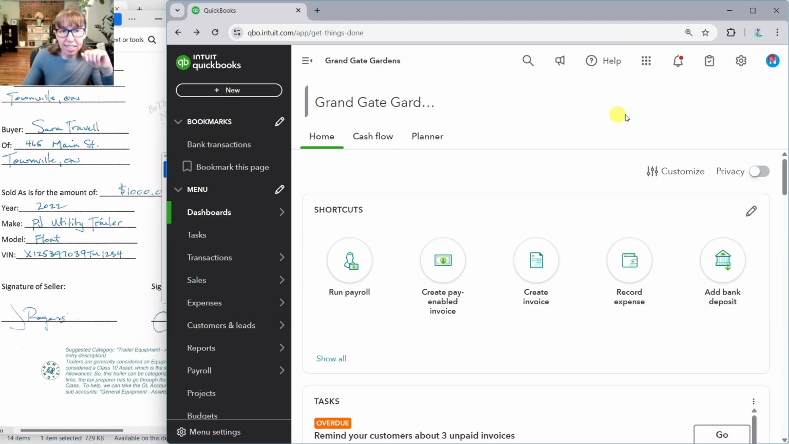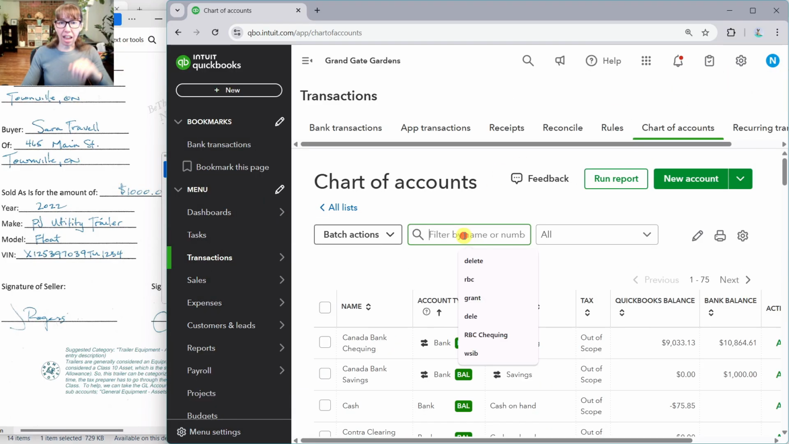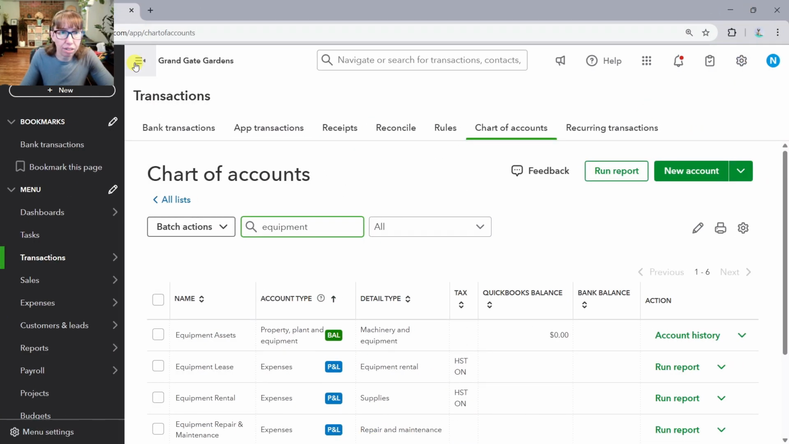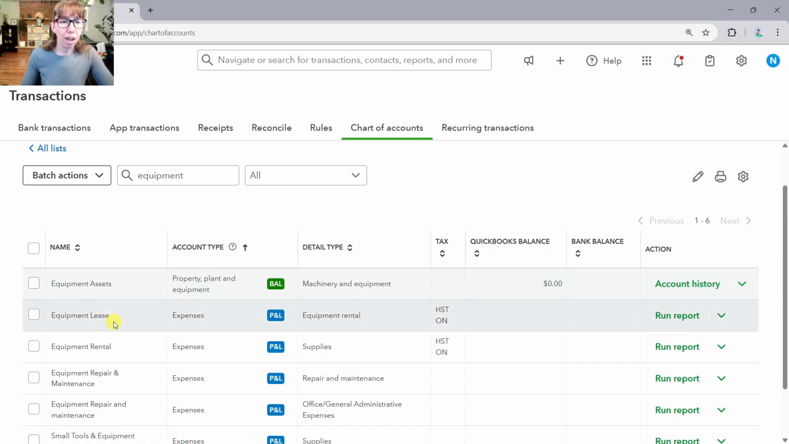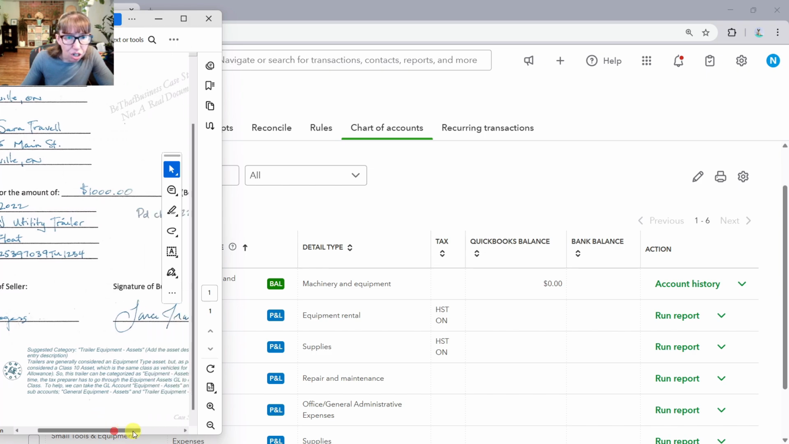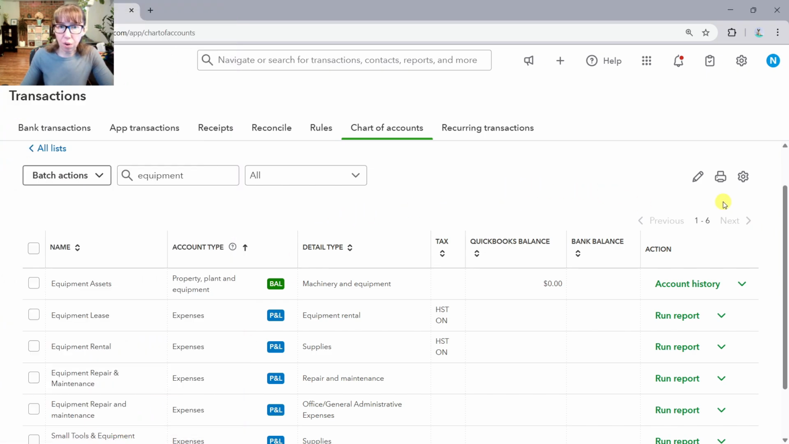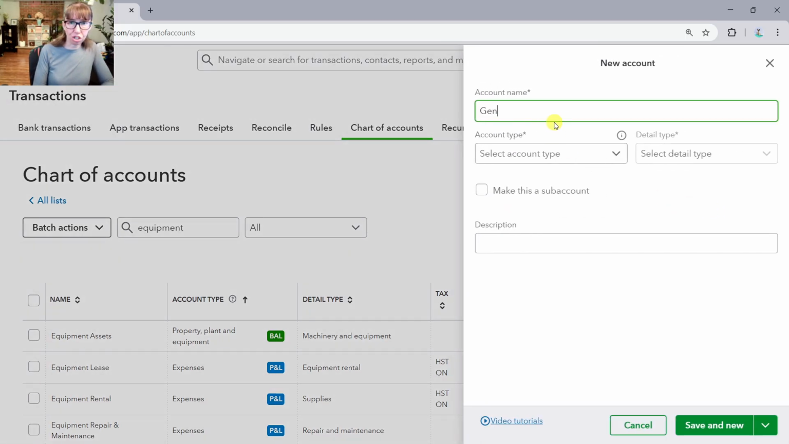So before we enter this, let's go over to transactions, chart of accounts. And if I type in equipment, let's expand this out to give us a bit more room, you can see that we already have a property, plant, and equipment. What I want to do is make two sub-accounts: a sub-account for general equipment assets and a sub-account for trailer equipment assets. So let's go ahead. I'm going to go new account, and general equipment assets.